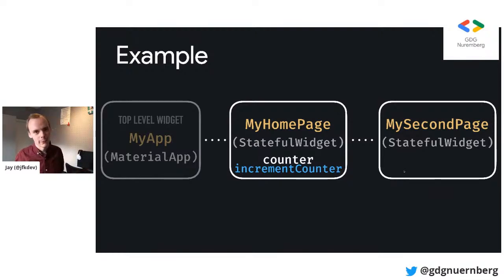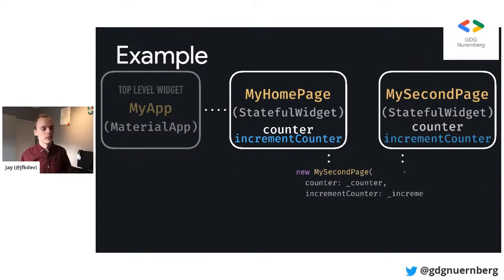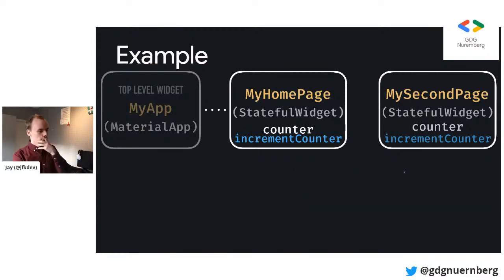Well, we can do that, right? Just construct a new widget and pass it around. And this is how you would do that, right? So just make a constructor that takes those, and then you can take those parameters in your second page, and then you're done. So cool.